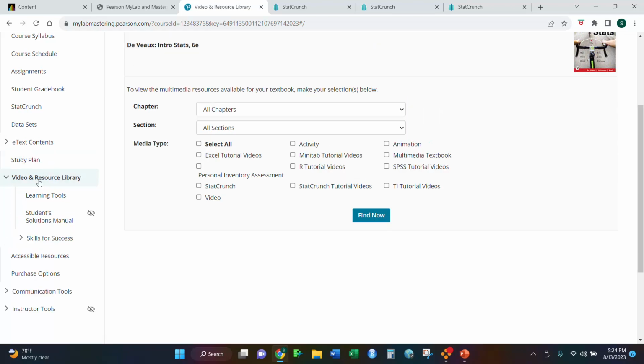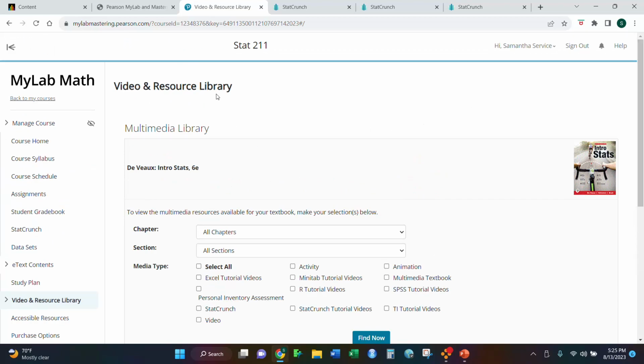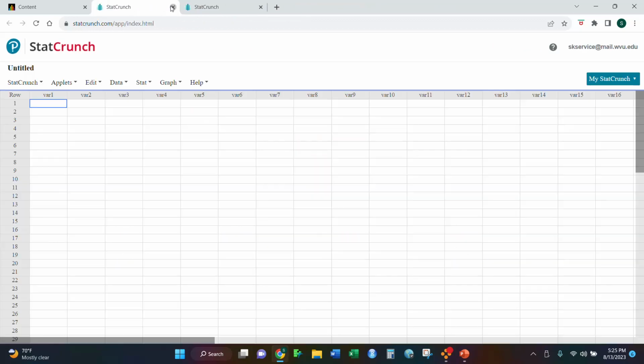Video and resource library. Again, these are things available through the book's resources if you need them or want them. They are there for your help. Most of these, I think, here at the bottom, you don't have, so don't worry about them. If you have any questions or are stuck on anything, you've heard me say it once, you're going to hear me say it 1,000 times this semester: definitely ask for my help. I'll be happy to help you. So that is Pearson in a nutshell.